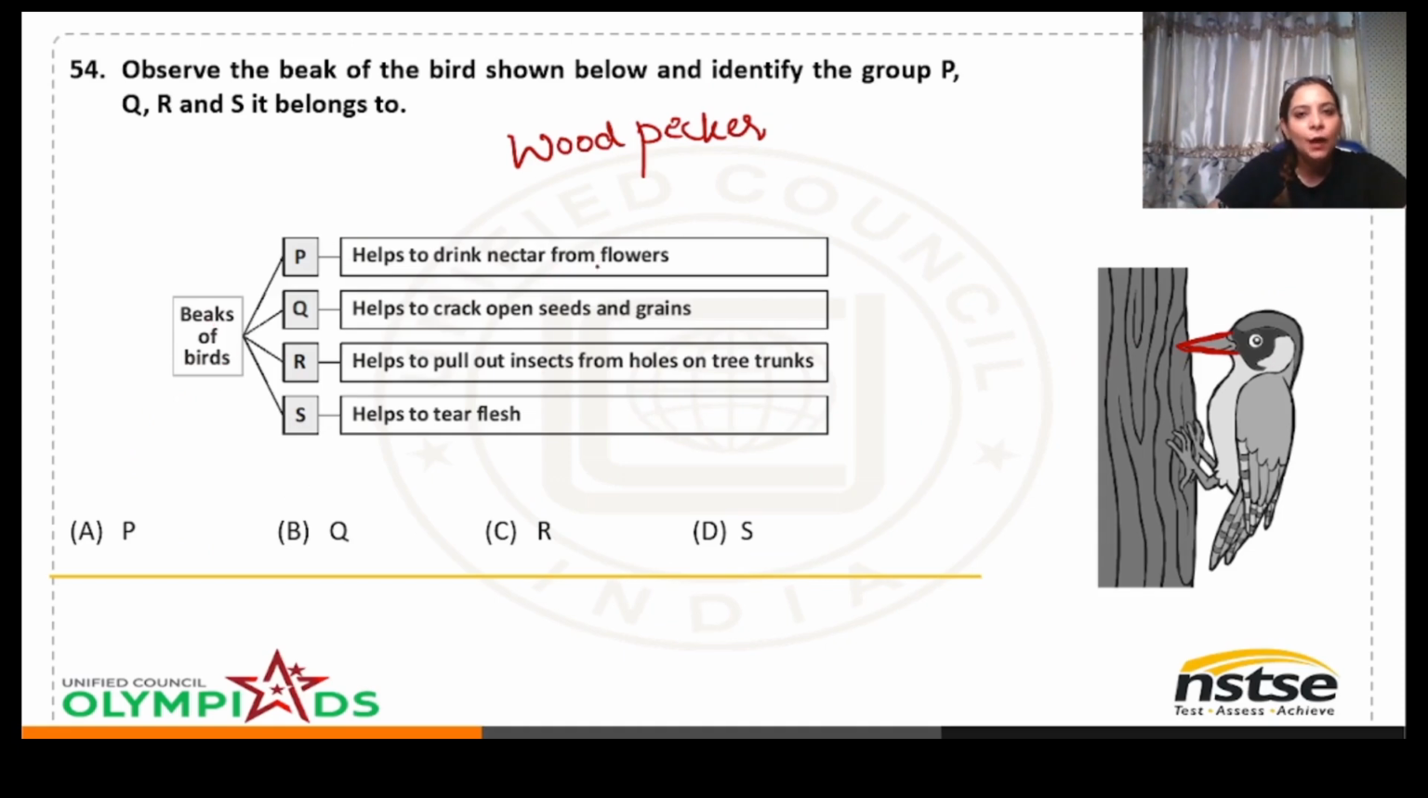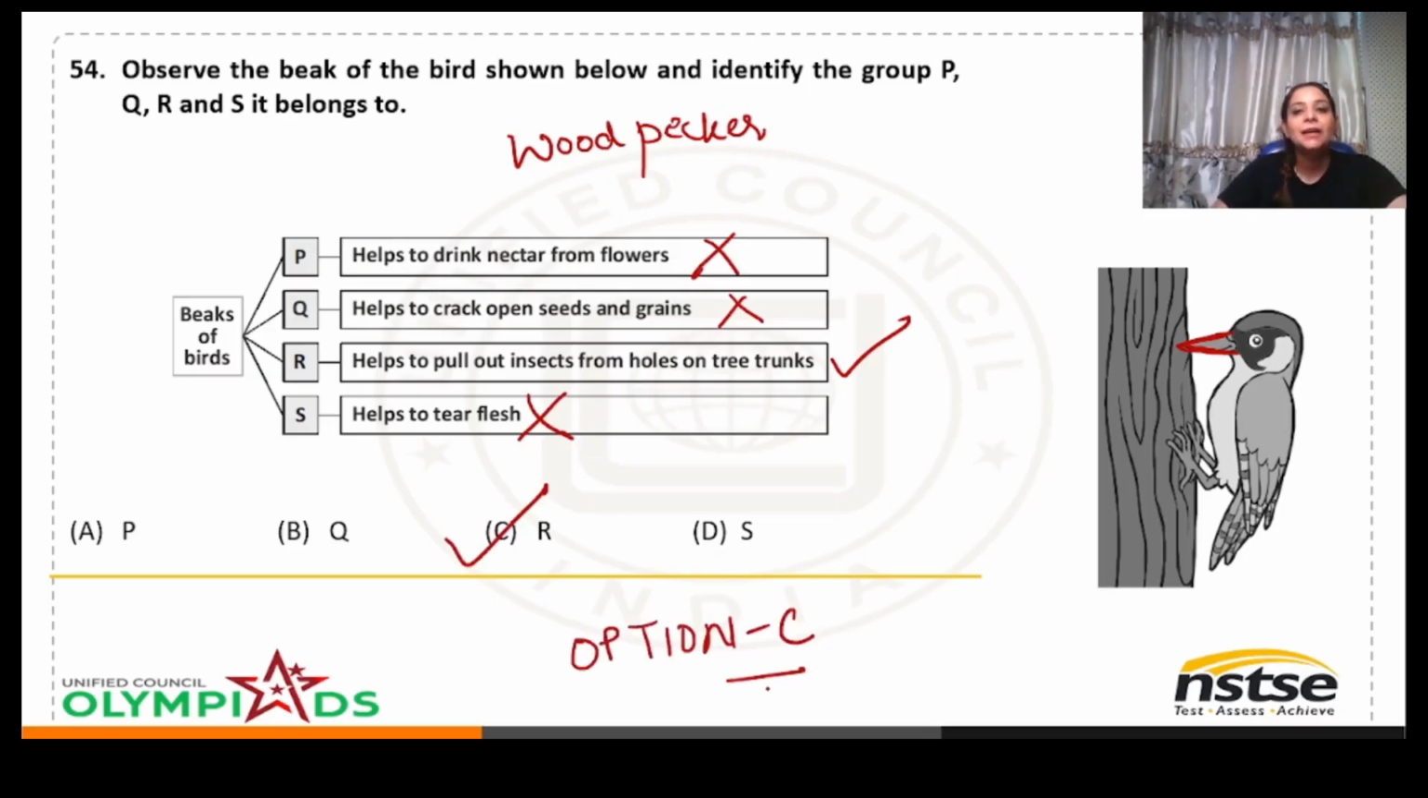So basically here it is said, the beak of bird P, like the beak of this bird, helps to drink nectar from flowers? No. Helps to crack open seeds? No. Helps to pull out insects from the holes on the tree trunks? It is true, because its beak is thin, very pointed and strong, and with this the bird can drill inside and pick out the insects from there, and not for tearing flesh. So we'll go with option R. So which option is correct, students? Option C is correct. It is a woodpecker, and its beak helps to pull out insects from the holes on tree trunks.